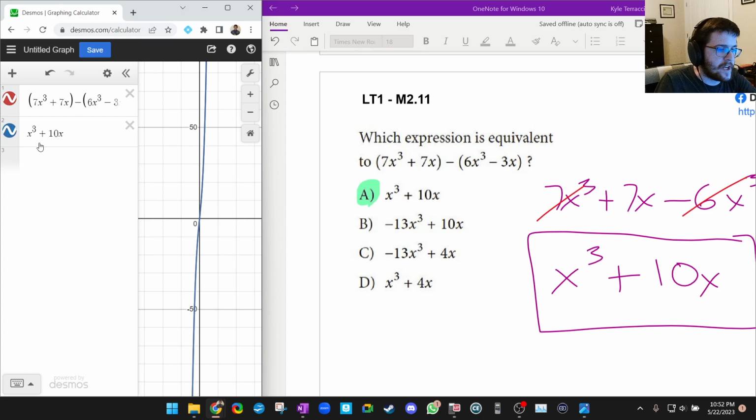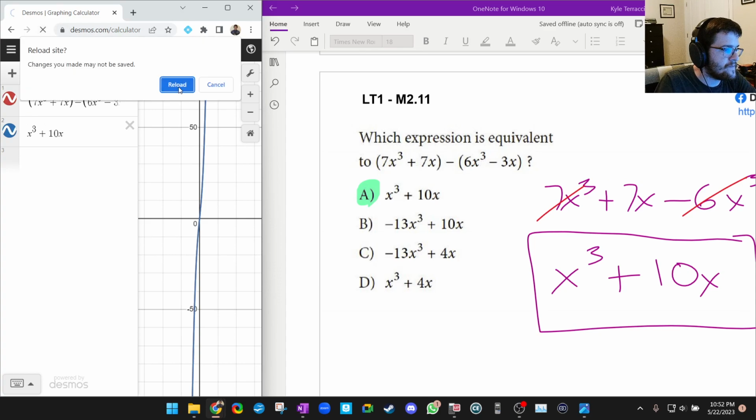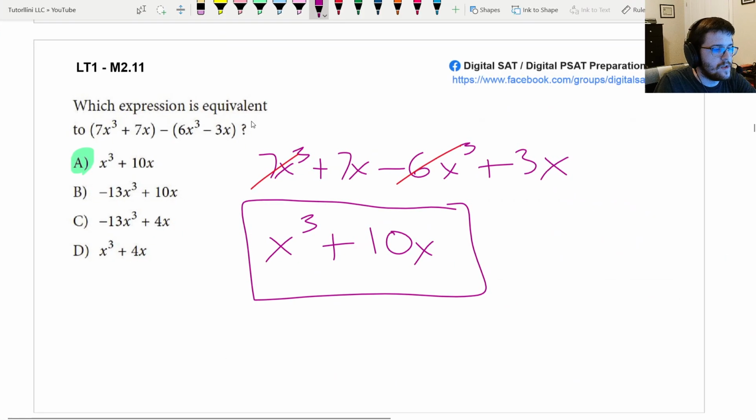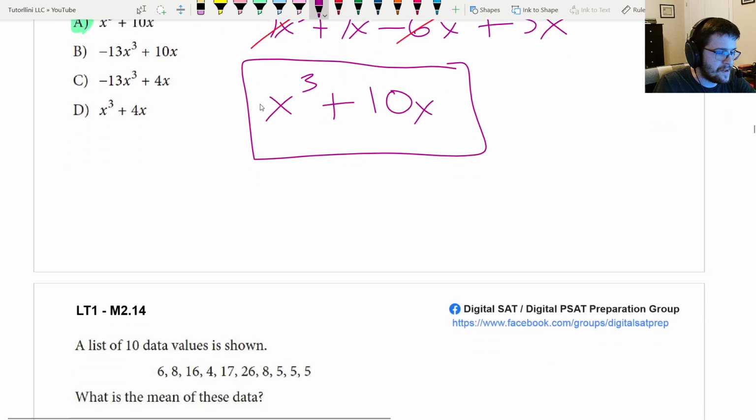I have a video on this. Check it out in my Desmos course. Not very helpful for this one. This one you can do very quickly by hand.